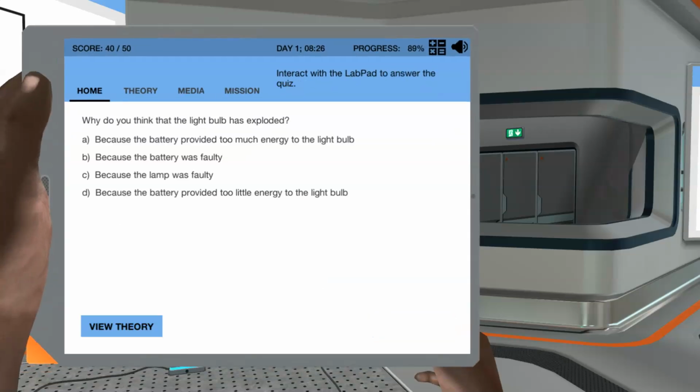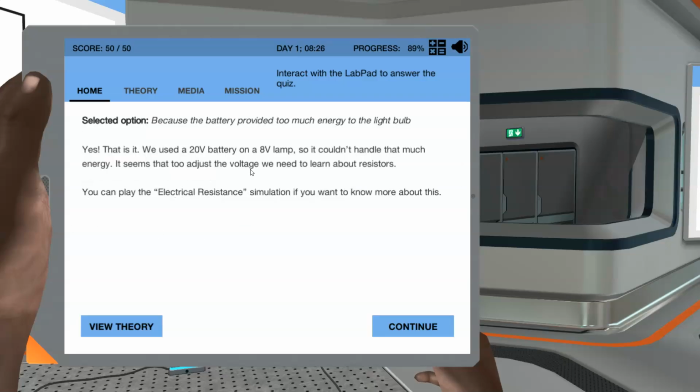Why do you think that the light bulb has exploded? Yes, that is it. We used a 20 volts battery on a 8 volts lamp, so it couldn't handle that much energy. It seems that to adjust the voltage we need to learn about resistors. You can play the electrical resistance simulation if you want to know more about this.